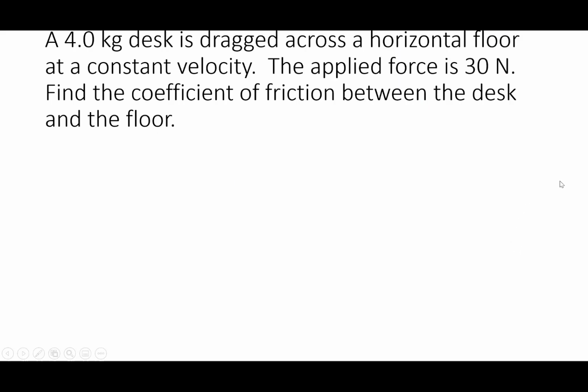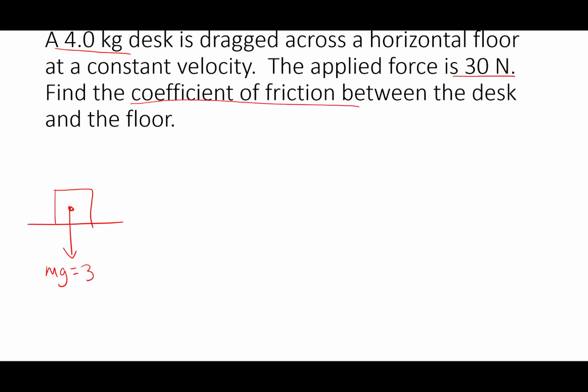A 4.0 kilogram desk is dragged across a horizontal floor at a constant velocity. The applied force is 30 newtons. Find the coefficient of friction between the desk and the floor. So let's start with the free body diagram. The downward force is mg. So that's going to be 4 times 9.8.